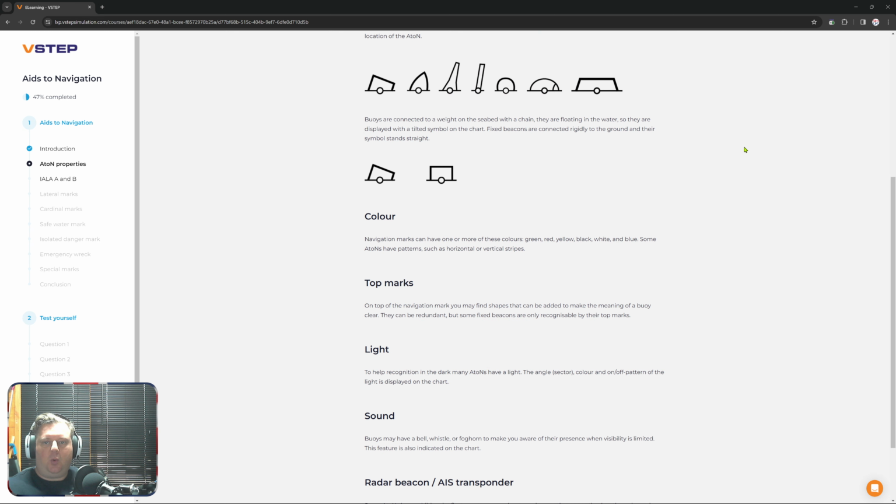Buoys are connected to a weight on the seabed with a chain. They are floating in the water, so they are displayed with a tilted symbol on the chart. Fixed beacons are connected rigidly to the ground, and their symbols stand straight. So that's floating and that's fixed. Okay, that's the first thing I've learned.